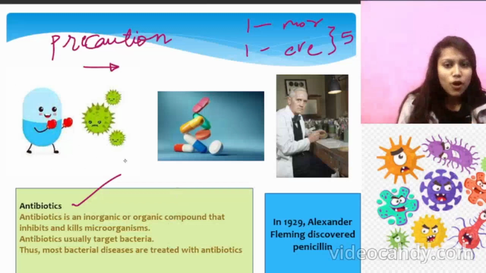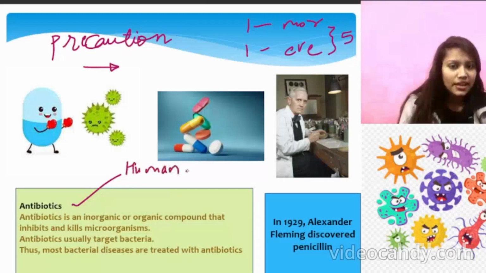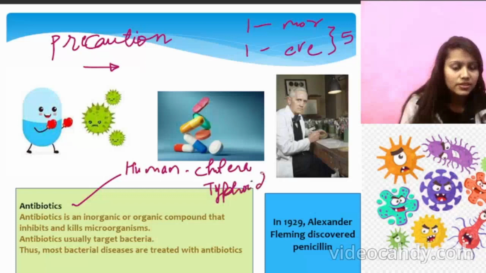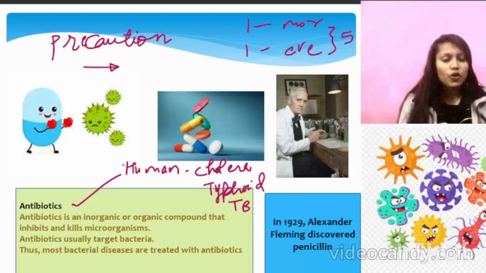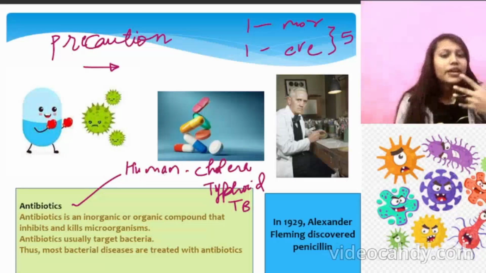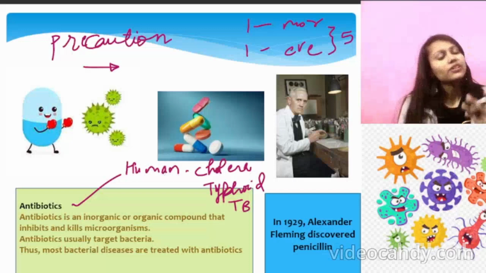In humans we see many bacterial diseases, like cholera, typhoid, and tuberculosis, TB. These three diseases are seen in humans. Cholera is spread through contaminated water. Typhoid can be spread through contaminated food and water, while tuberculosis is mostly spread through air.